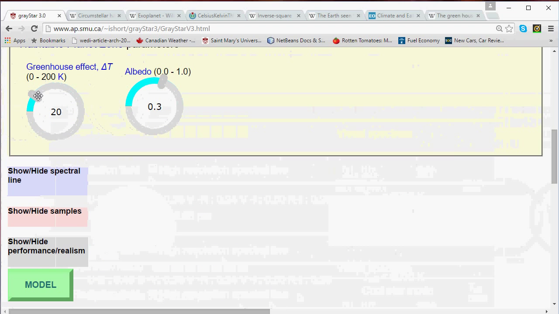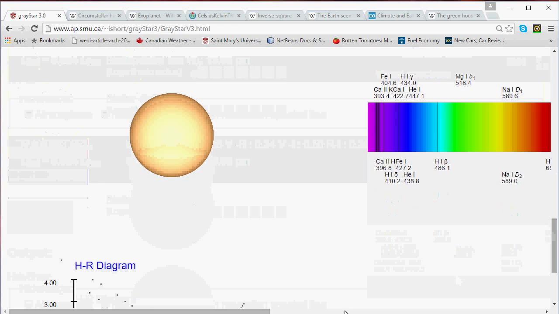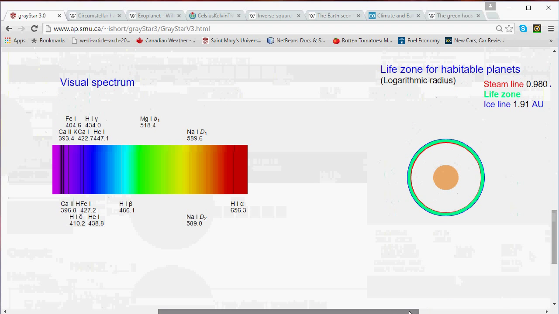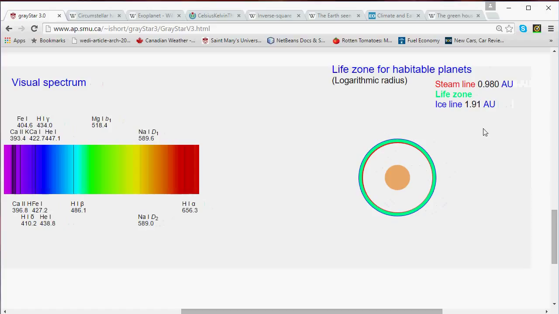As they adjust the greenhouse effect, then of course the habitable zone will move in and out, as we've just seen. Can students find a value for the input greenhouse effect that will center the circumstellar habitable zone on Earth's distance from the Sun? In other words, center the habitable zone on a value of 1 astronomical unit. Okay, in other words, find a value of the greenhouse effect that will put 1 astronomical unit halfway between the steam line and the ice line.